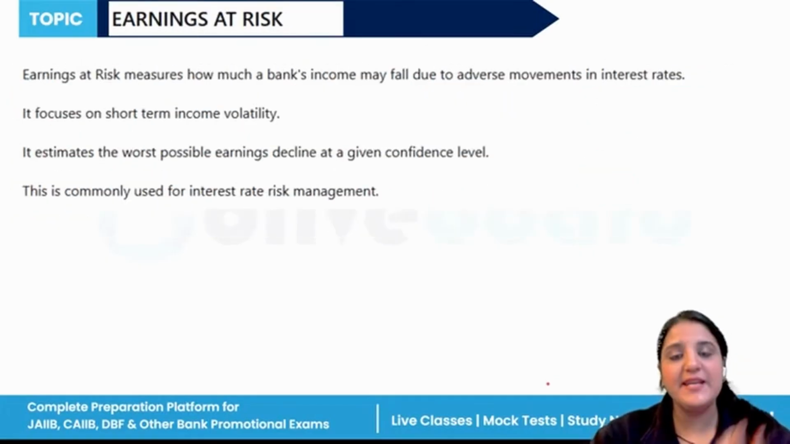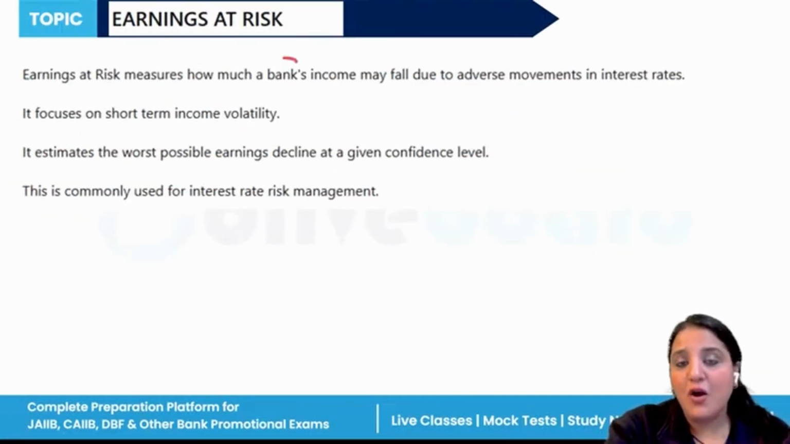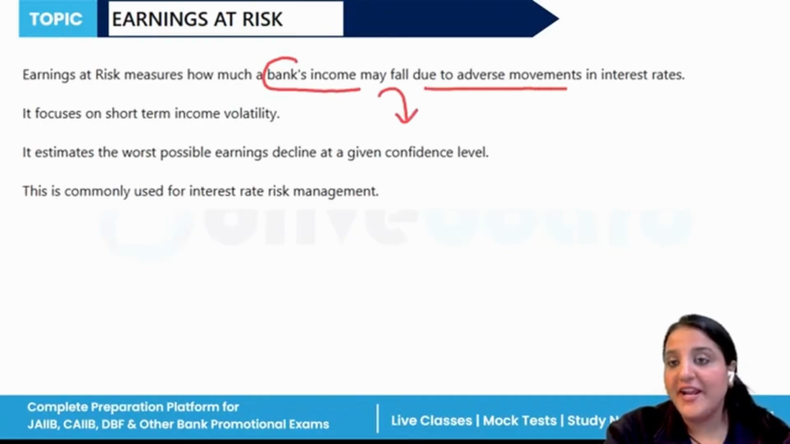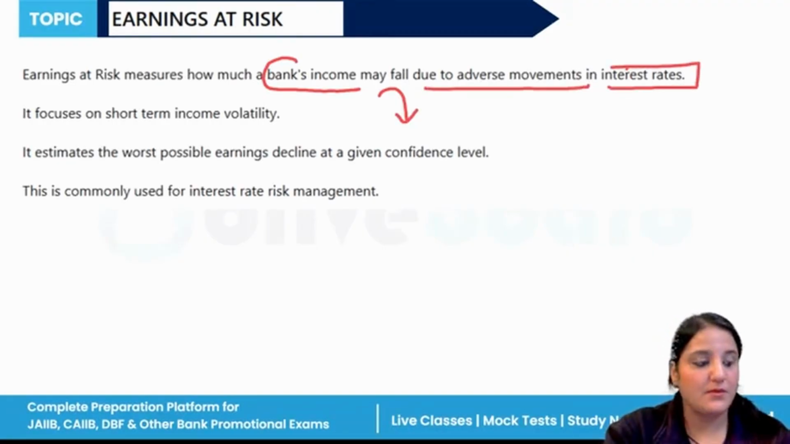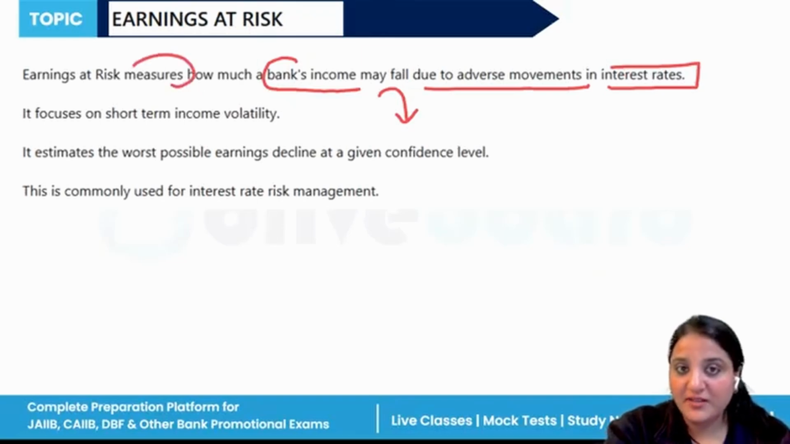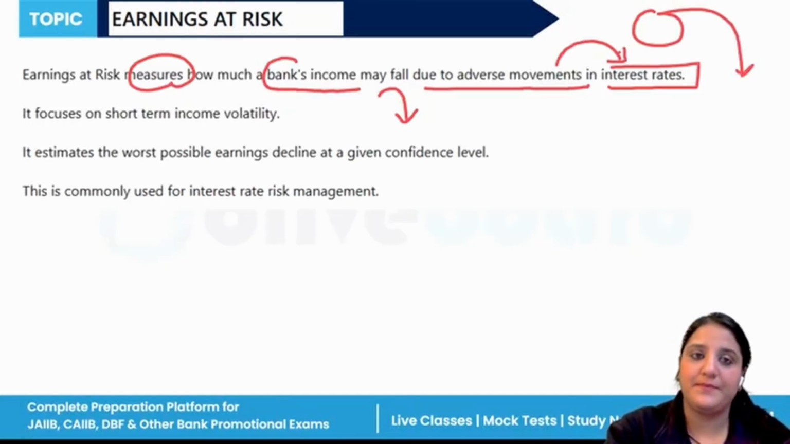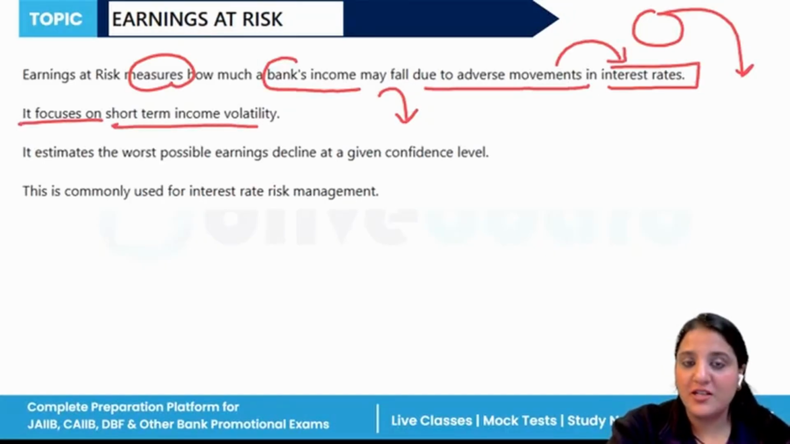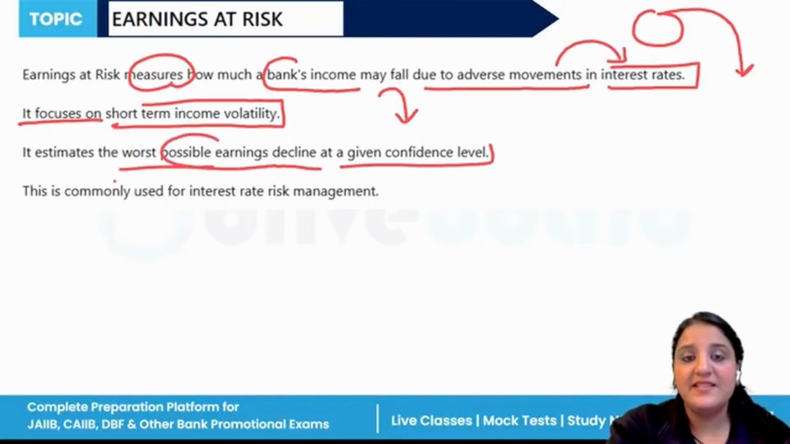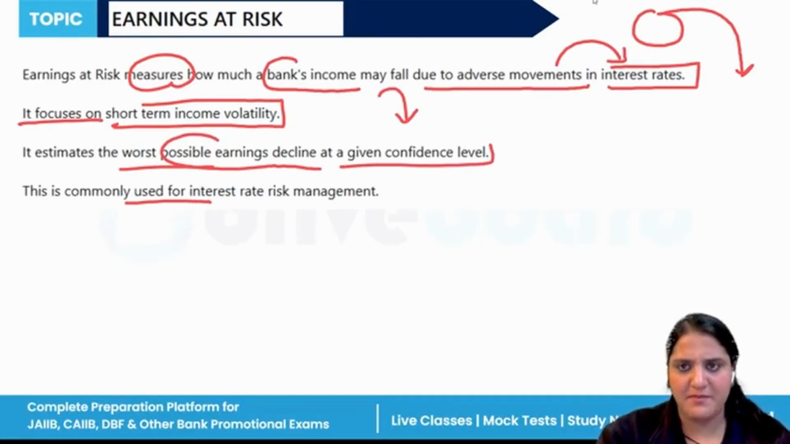Now, what is the meaning of earnings at risk? It measures how much a bank's income may fall due to adverse movements in the interest rates. It focuses on short-term income volatility. It estimates the worst possible earnings decline at a given confidence level. This is commonly used for interest rate risk management.